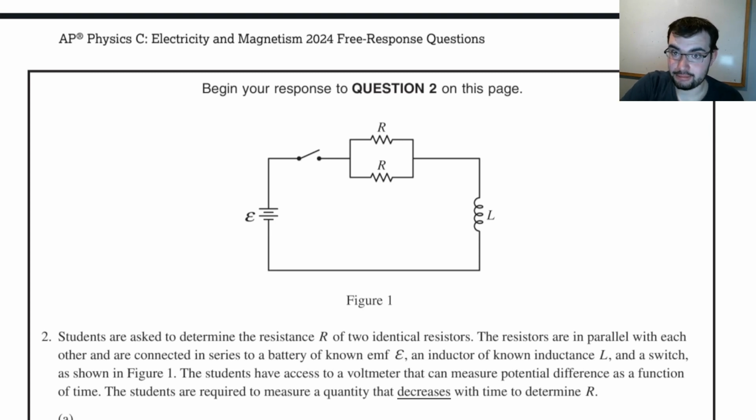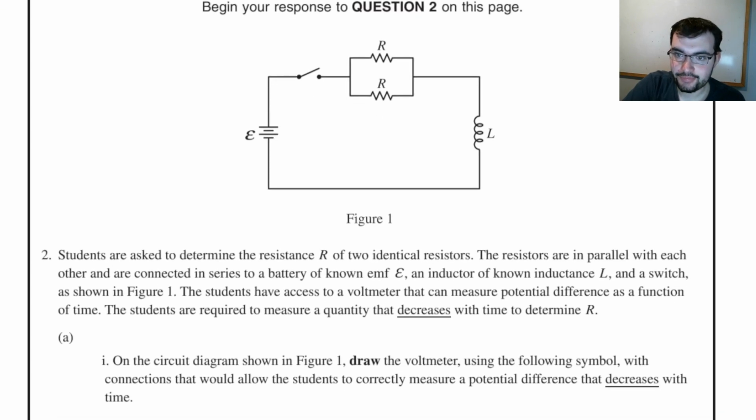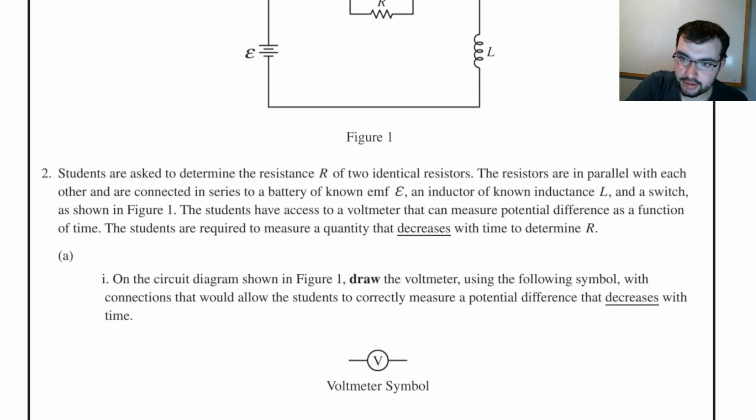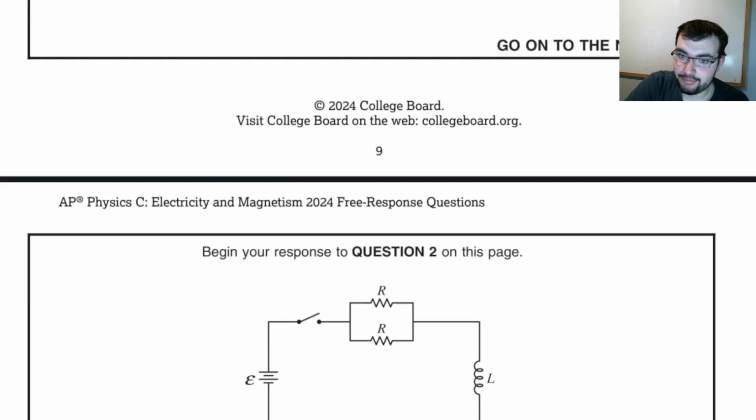I guarantee at some point we're just going to have to combine this and make an R over 2. They're connected in series with a battery of known EMF, and known inductance. We want to find R. On the circuit diagram, draw the voltmeter using the voltmeter symbol with connections that would allow the students to correctly measure the potential difference that decreases with time.